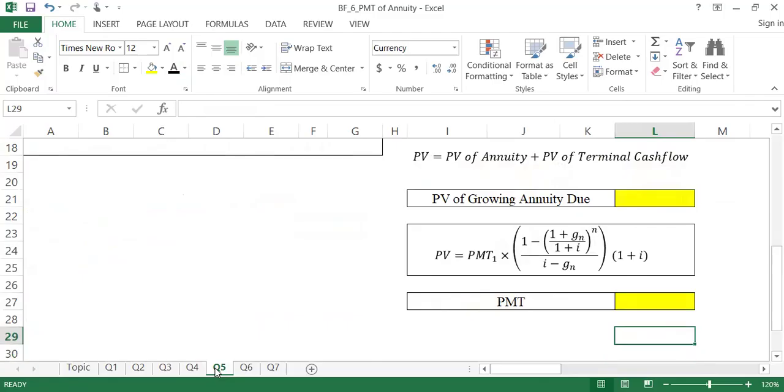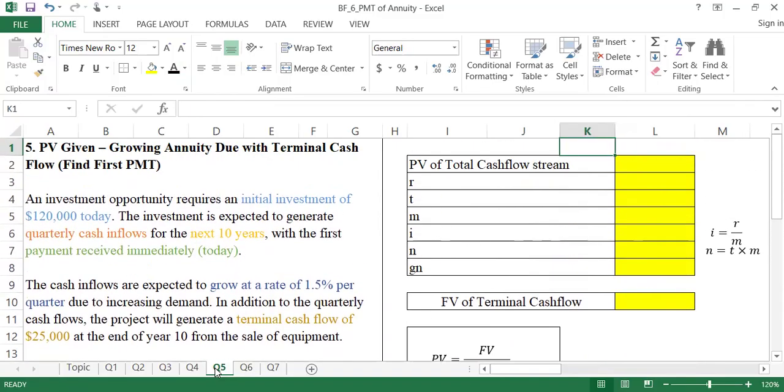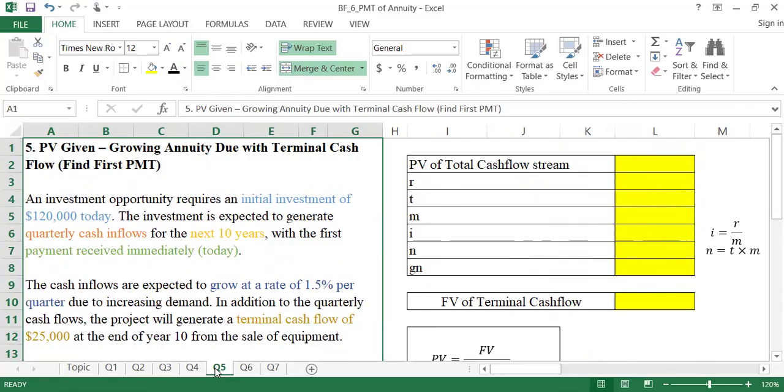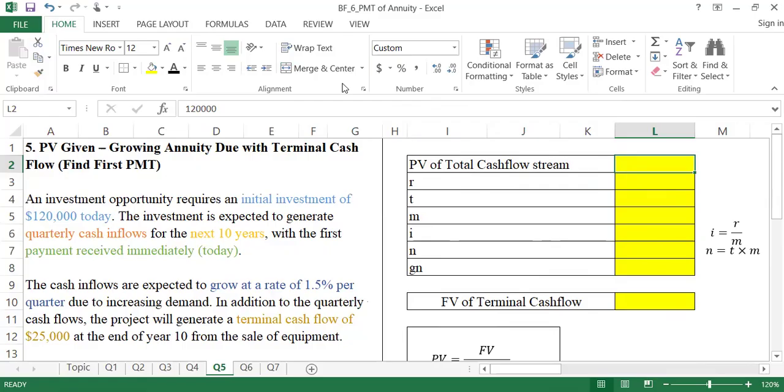Now let's make it even tougher. What if it was a growing annuity? And a growing annuity, and then I also made it an annuity due. So that adds another element. An investment opportunity requires an initial investment of 120,000 today. Initial investment of 120,000, that's the present value.